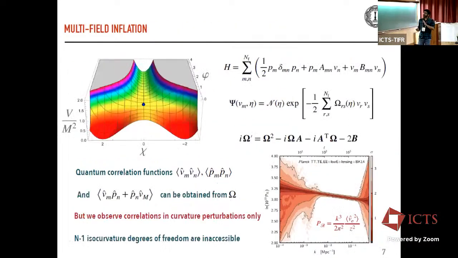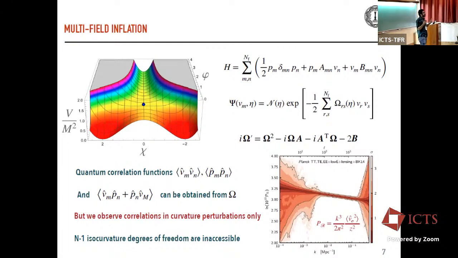So this is for the single field case. Similar calculations can be done for the multi-field case. Suppose you have n number of fields during inflation. You can construct a Hamiltonian from those n number of degrees of freedom, and assume the same: the state is Gaussian, and from that wave function you can calculate different correlation functions.